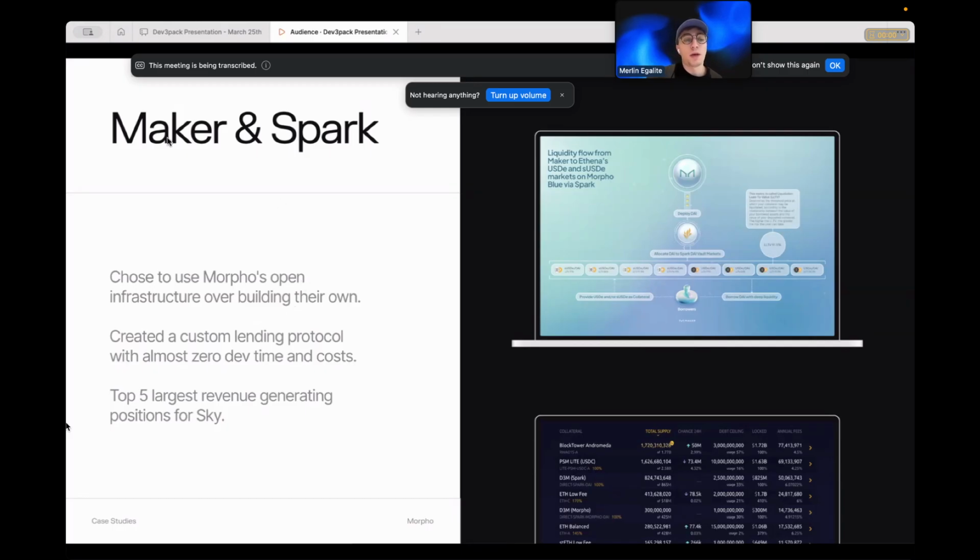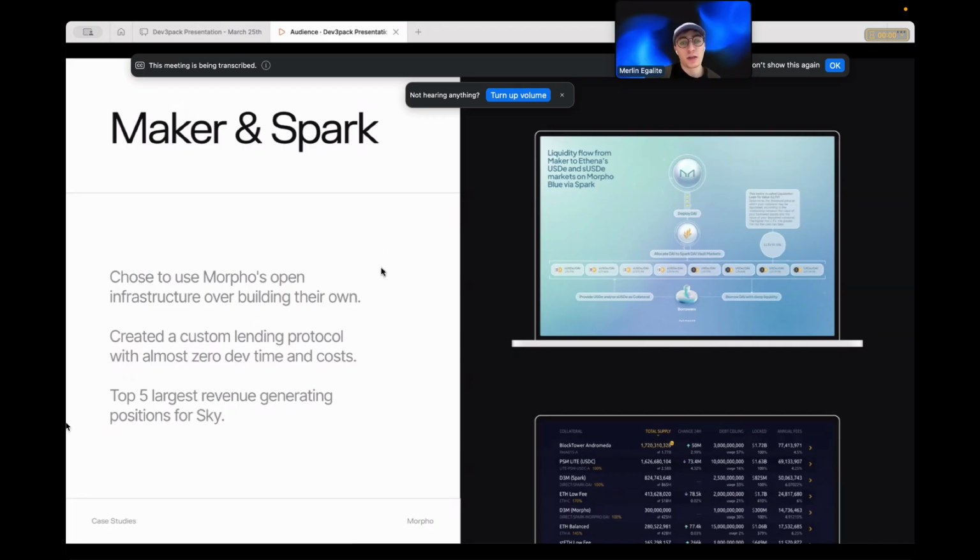So let's go for the Maker and Spark integration. So, Maker, now it's Sky actually. They have been rebranded, but I think you may know the DAI token that has been rebranded to USDS recently. But DAI is a pretty well known and widespread stablecoin pegged to the US dollar. I think there are several billions in circulation right now.